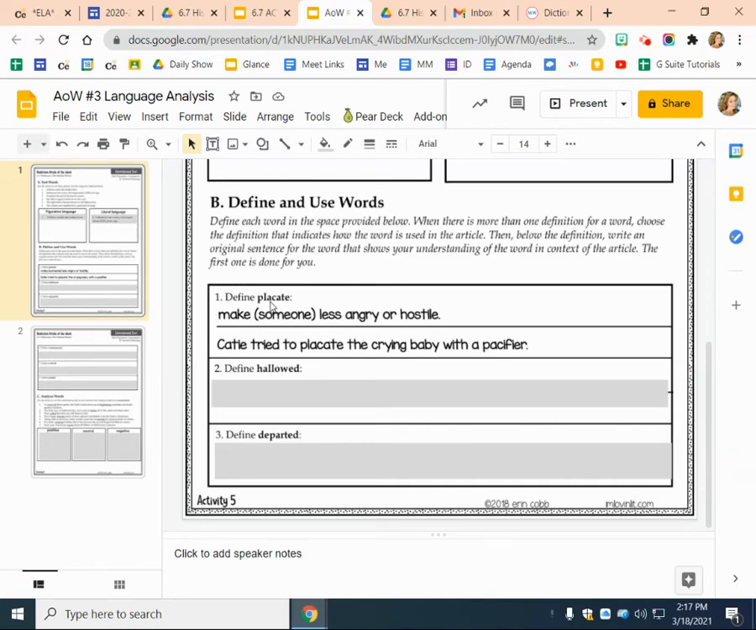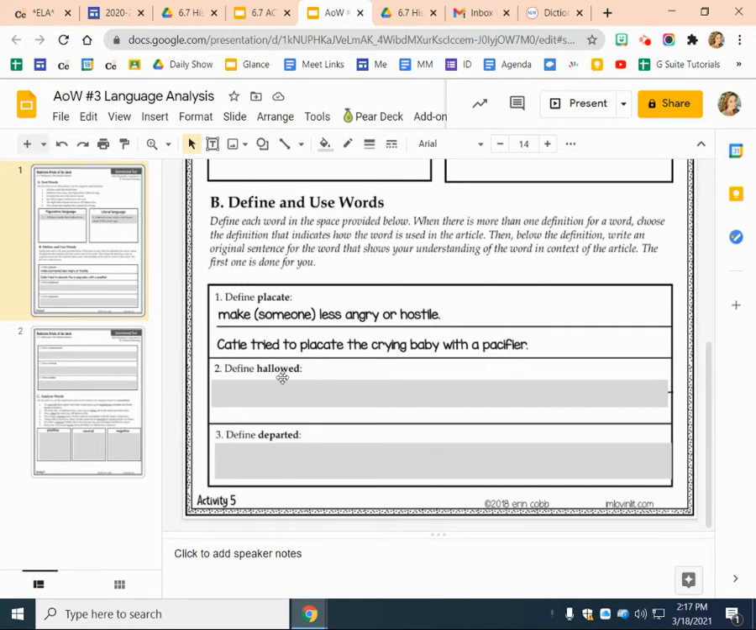You define the word, and the word for the example is placate, and that means to make someone less angry or hostile, to make someone feel better, to placate. And the example sentence is Katie tried to placate the crying baby with a pacifier. A pacifier would definitely make a crying baby less angry or make the baby happier, and that's exactly what placate means. So for each of these, you're defining the word, and then you're writing your own original sentence to show you understand what that word means.